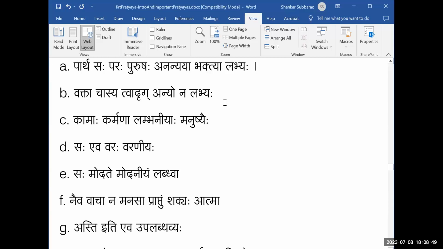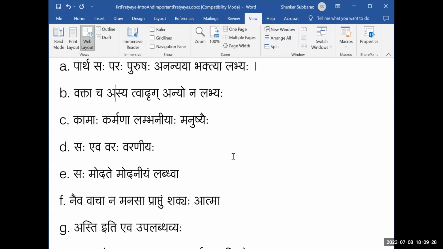Vakta cha asya twadrik anyo na labhyah. This should be asya. Yes, Ganeshanji. Where will you start again? Same labhyah. Good. Labhyah. So now, na labhyah here, na labhyah means what? Not gained. No. What is labhyah? To be gained. Correct. So na labhyah: cannot be gained, will not be gained, is not gainable. Correct. Na labhyah.